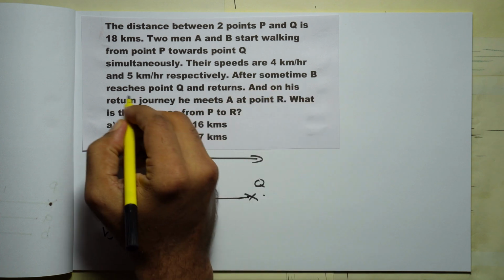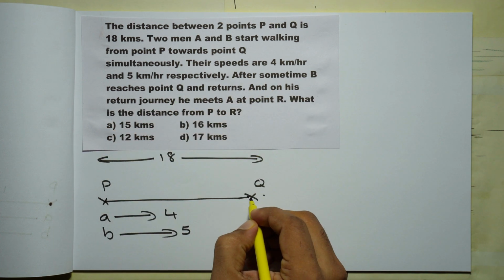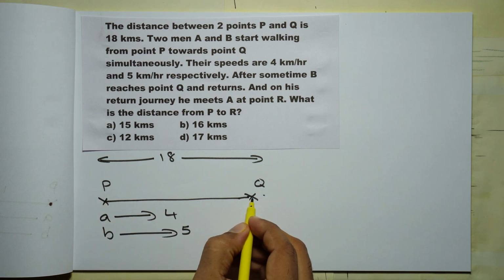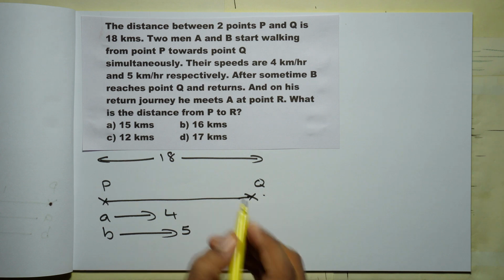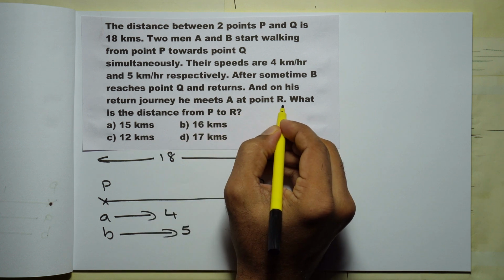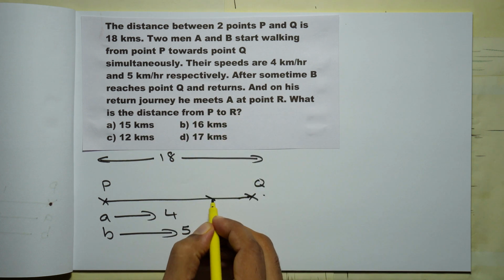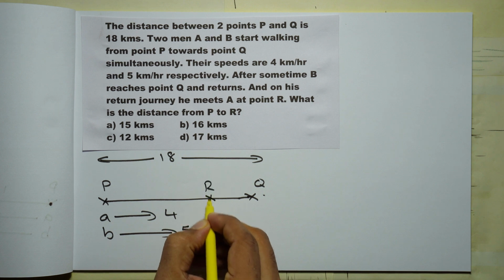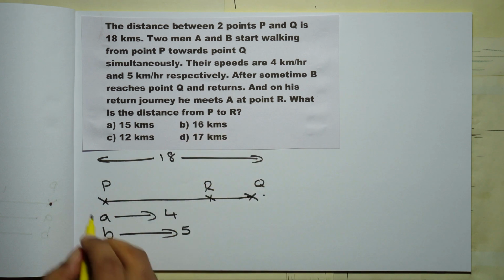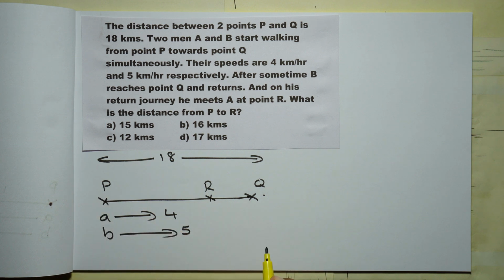After some time, B reaches point Q here and returns. So you can see that B is actually faster. Since B is faster, obviously B will reach this point first. So he'll reach point Q and then he'll come back, and on his return journey he meets A at point R. So he meets A at this point, and this point is called R. Now the question is, what is the distance from P to R? This distance is what we need to find out.